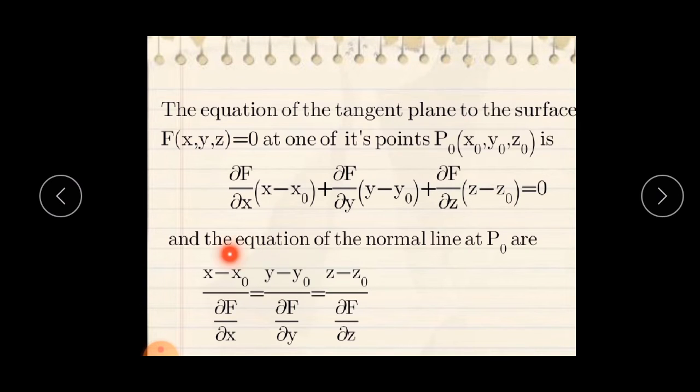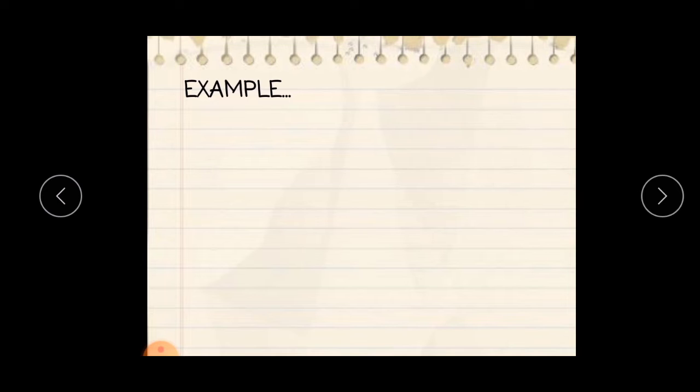And the equation of the normal line at P sub 0 is (x minus x sub 0) over the partial derivative of the function with respect to x equals (y minus y sub 0) over the partial derivative of the function with respect to y equals (z minus z sub 0) over the partial derivative of the function with respect to z. So this is the equation of the normal line. We need to remember that. So we have an example.